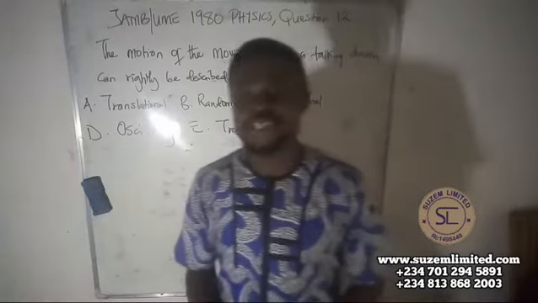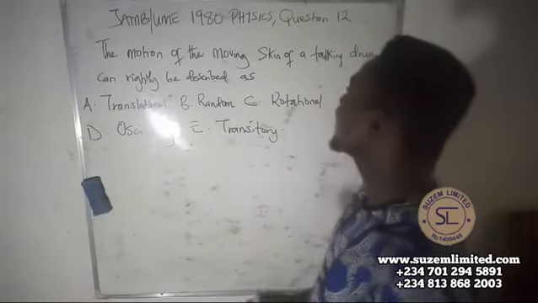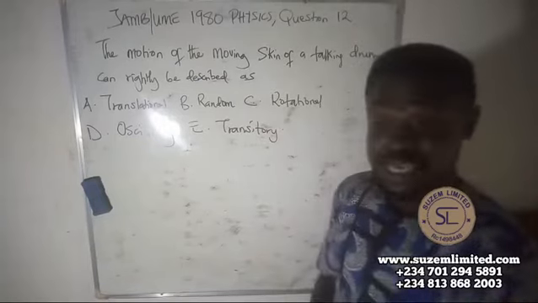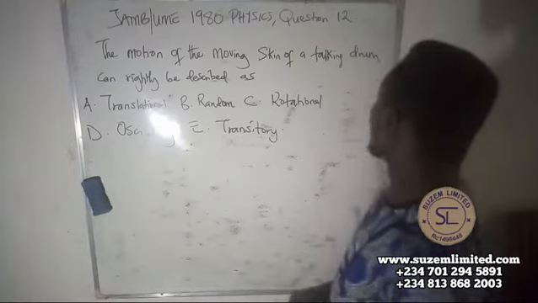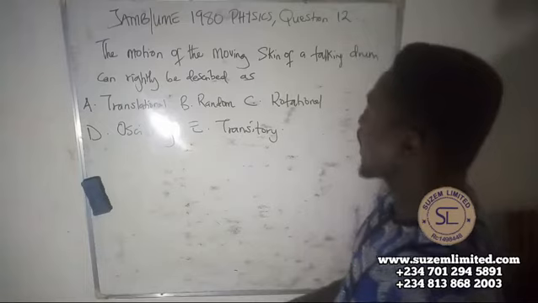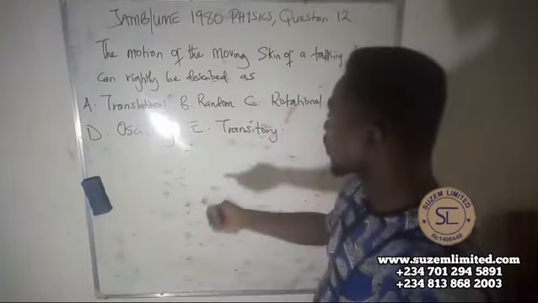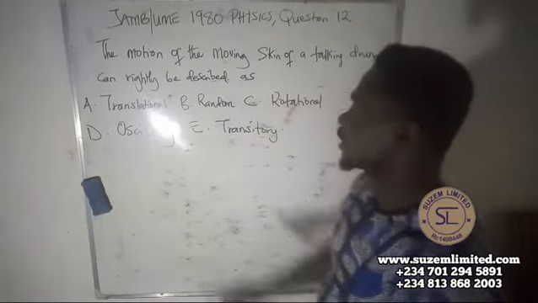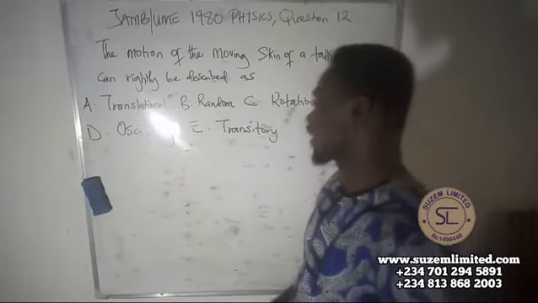Today we are going to take a look at JAMB UME 1980 Physics question 12. The question says, the motion of the moving skin of a talking drum can rightly be described as A, translational motion, B, random, C, rotational, D, oscillatory, and E, transitory.